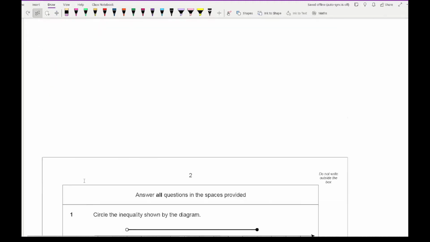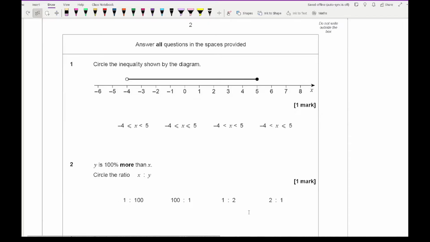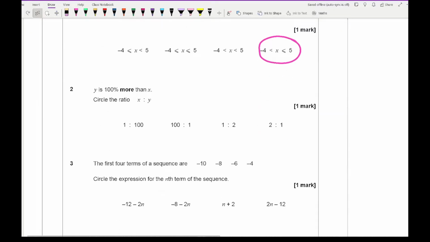calculator paper. So looking at question 1, which involves inequalities, it says circle the inequality shown by the diagram. So here we're looking for a more than -4 and a less than or equal to 5, which is our last option. Then with question 2, it says y is 100% more than x. Circle the ratio. Well, if x is 100% more, then that basically means if x is 1, then y is going to be double that, which is 2, which gives us our third option.